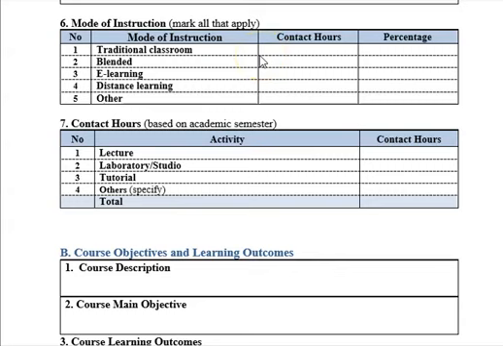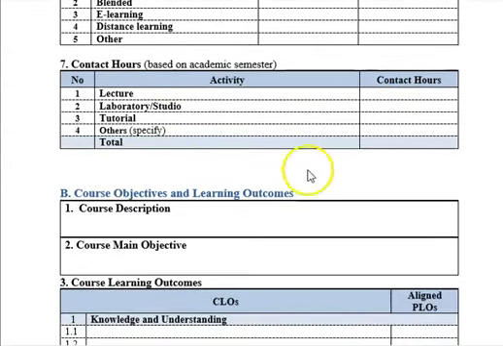If your mode of instruction is totally traditional classroom, this means, for example, you have 15 weeks and 4 contact hours every week. This means you have 60 contact hours, and 100% of your course is traditional. Next, contact hours based on the academic semester, related to the activities. As you know, you have lectures, laboratory, tutorial, and other things. For example, lectures 70%, which means 42 contact hours for lectures and 18 contact hours for laboratory. Based on the academic semester, it should equal the contact hours above.